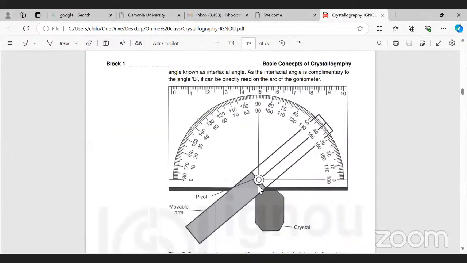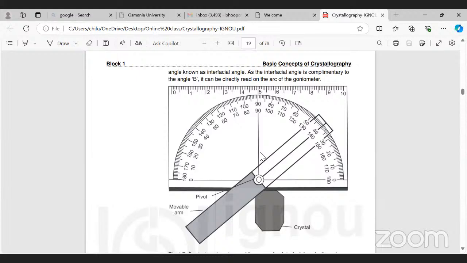Here in this goniometer, I hope you have seen this one. In this goniometer you can see the angle in a crystal. The axis will be passing through this one. Suppose it is passing through 90 degrees. It is simple logic. The rotation has 360 degrees in total.